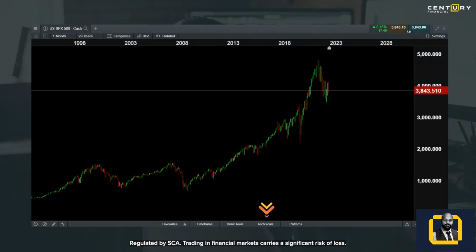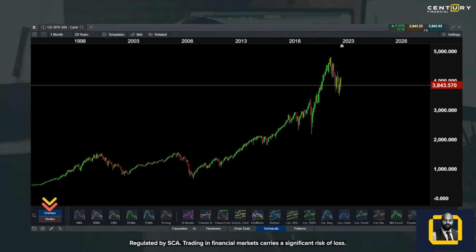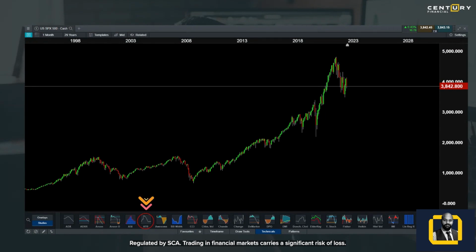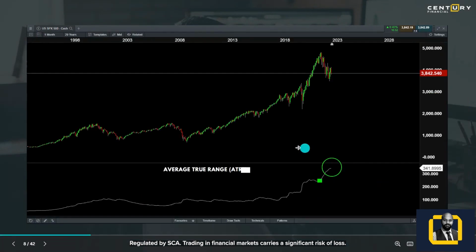Now, again, we have SPX over here. You go down to the technical tools and you select ATR. You can see over here we have ATR. You click on ATR and ATR comes at the bottom. Now, over here you can see SPX on a monthly time frame. Like I mentioned, that ATR will show you how many dollars it can move based on a given time frame.